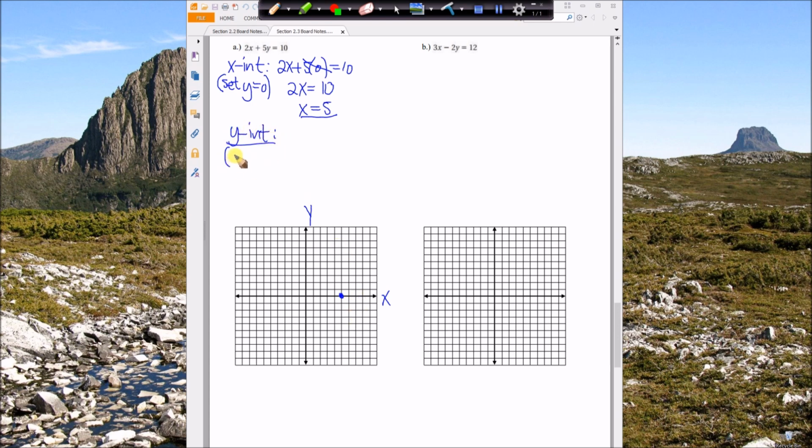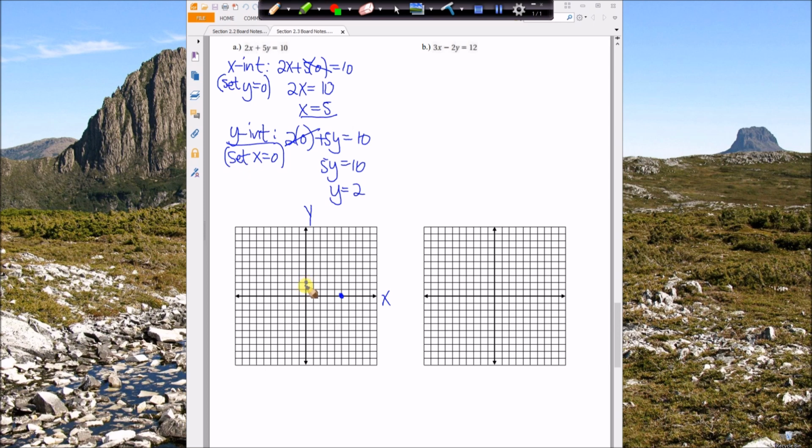to find that again, basically you set x equal to 0. Okay, so look at the function, make x 0, 2 times 0 plus 5y equals 10. So if x is 0, this basically goes away, and now I have 5y equals 10, and y is 2, if you divide that out. So the y-intercept, which is where the function crosses the y-axis, is 2.